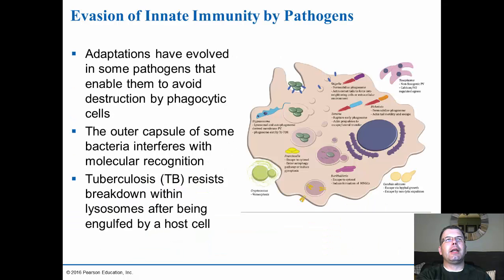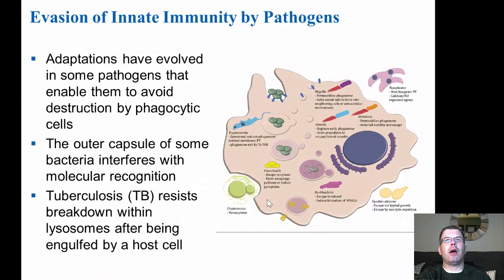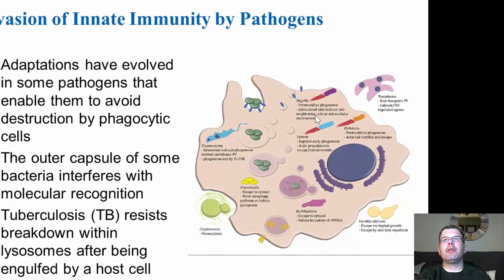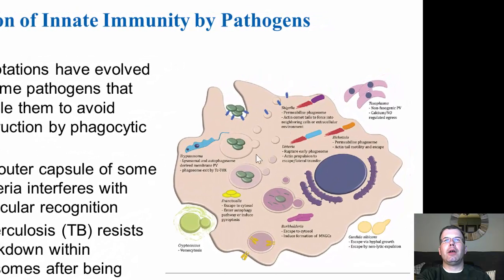Okay, and then again, evasion of the innate immunity by pathogens. Adaptations have evolved in some pathogens that allow them to get into phagocytes. So you can see here a list of either bacteria or some parasitic fungi or eukaryotic parasites that have worked their way in. What they do is they say, yeah, go ahead and eat me up. But what they can do is then survive infection and destruction.